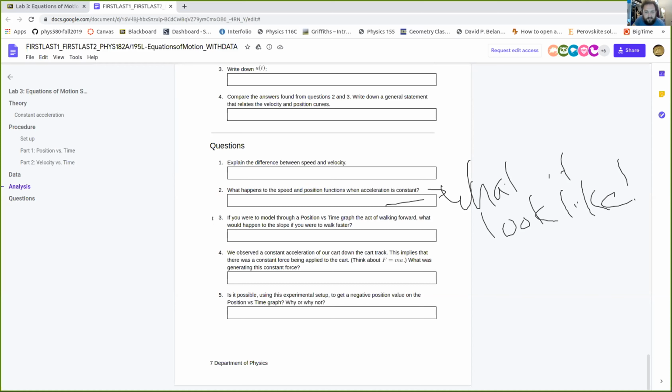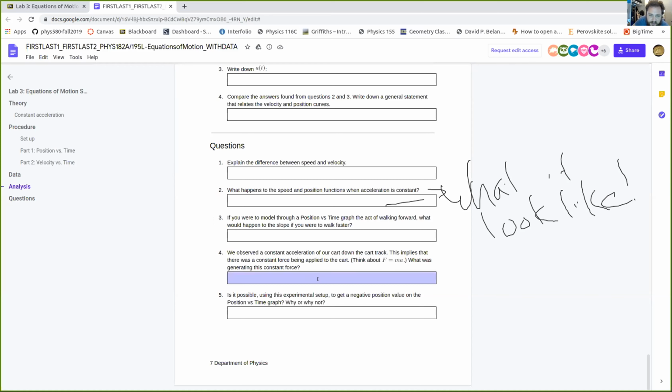If you were to model through a position versus time graph the act of walking forward, what would happen to the slope if you were to walk faster? So if you accelerate, if you increase your speed of walking, what happens to your slope of your position curve? We talked about that in the notes. I'll let you figure that one out.